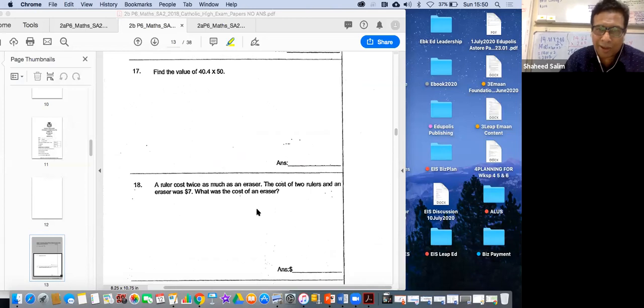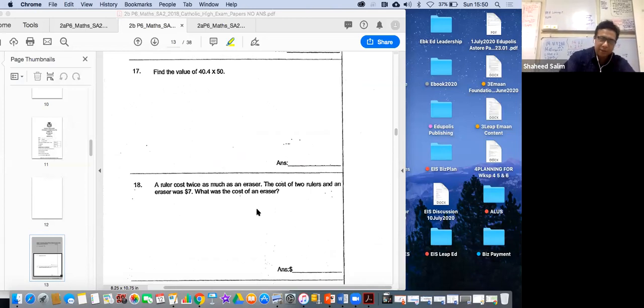A ruler costs twice as much as an eraser. The cost of 2 rulers and an eraser is $7.